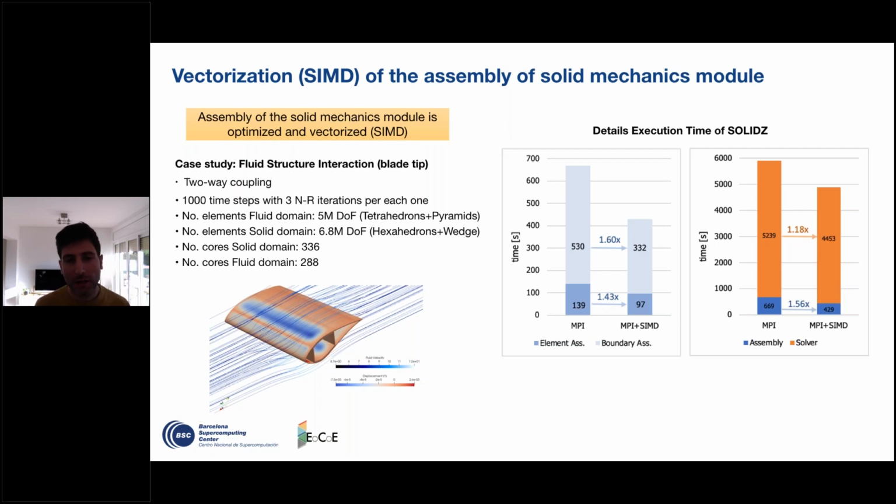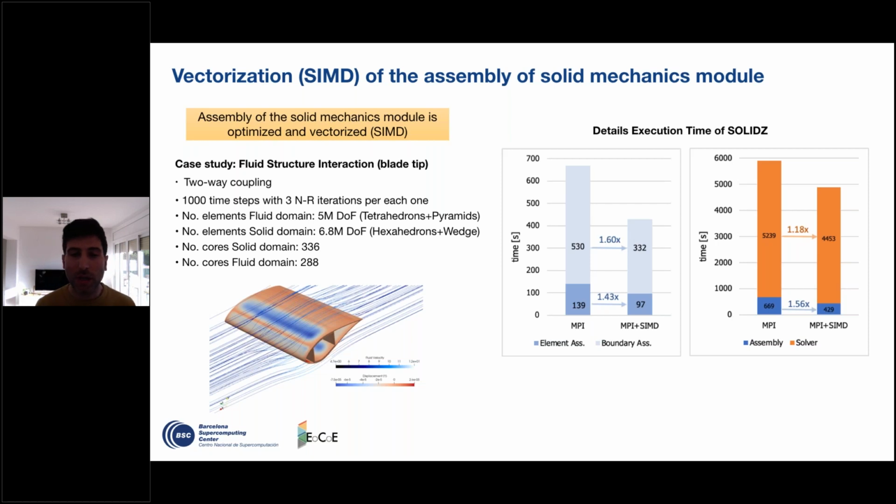The first figure shows the time of the element assembly and the boundary assembly. And we can see here that we can achieve a speed up of one and a half times with respect to the MPI case without the vectorization.